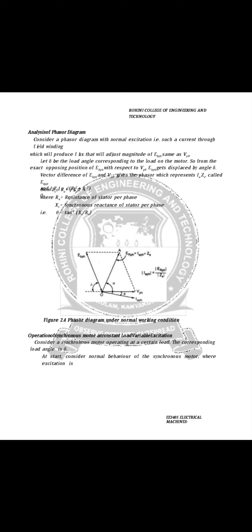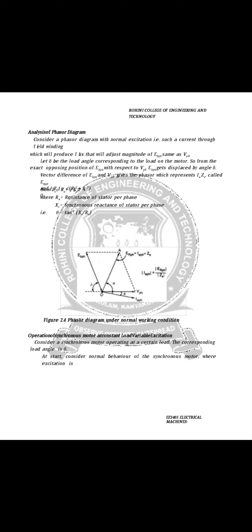Let delta be the load angle corresponding to the load on the motor. So with respect to the exact opposing position, E phase gets displaced by angle delta with respect to V phase. The vector difference of E phase and V phase gives the phasor which represents IA ZS, called ER phase. Then ZS is equal to RA plus j XS, where RA is the resistance of stator per phase, XS is equal to the synchronous reactance of stator per phase.